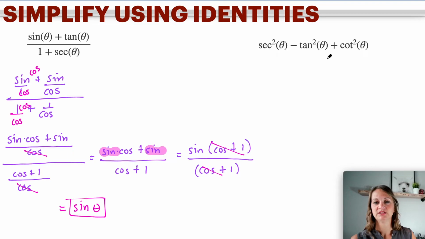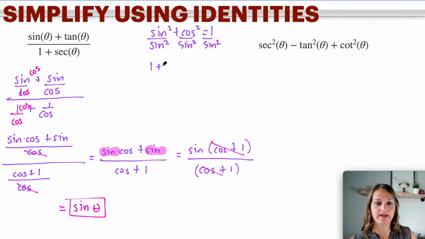Now in this one, there is a trig identity, a Pythagorean identity. We know that sine squared plus cosine squared equals 1. I also know that if you divide everything by sine squared, you will get 1 plus cotangent squared equals cosecant squared. That doesn't really help me because I have cotangent squared, but I don't have cosecant squared anywhere. So that did not help.